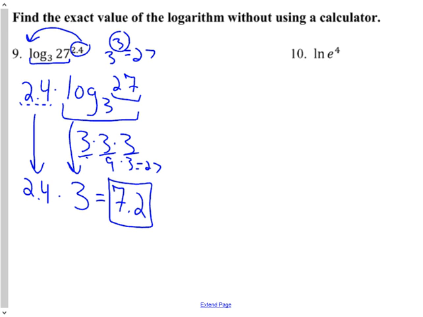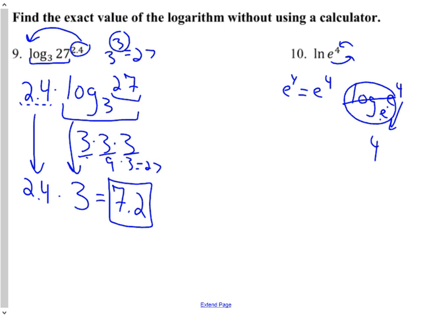Next, we got ln of e to the 4th. This is a double cancel, right? If you didn't recognize it, you could say this is e to some power equals e to the 4th. But really, log base e of e to the 4th, since these are the same, this cancels and the 4 just comes down. If we wrote it this way, clearly y equals 4. So the answer is 4.